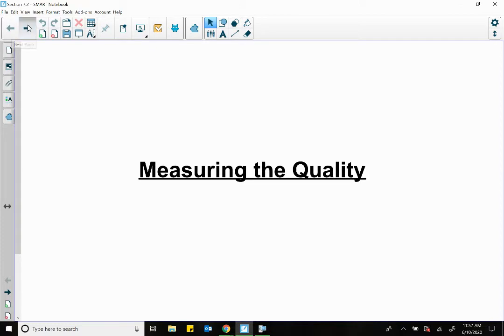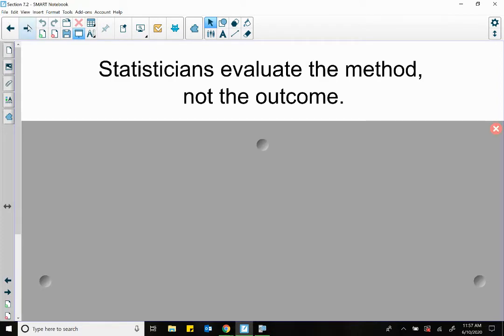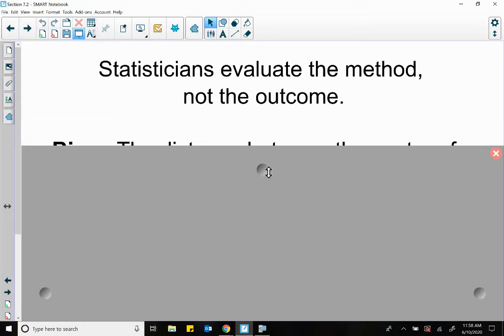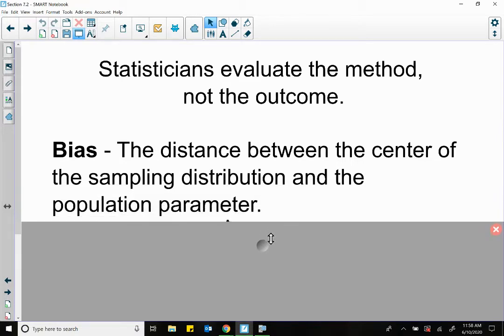So we as statisticians, we evaluate our method, not the outcome, because our method is super important for us. Because if we don't take a look at how we arrived at this, we might have outcomes that we can't really trust. The outcomes are great, but if your method is poor, then your outcomes are junk. So what we mean by this, just a couple of things, is we look at bias.